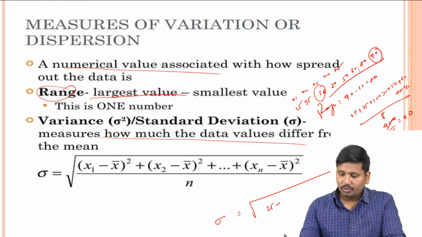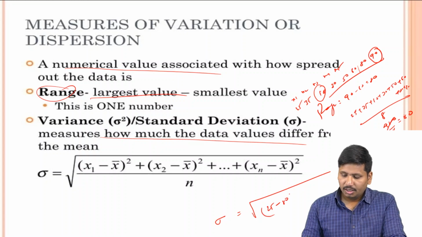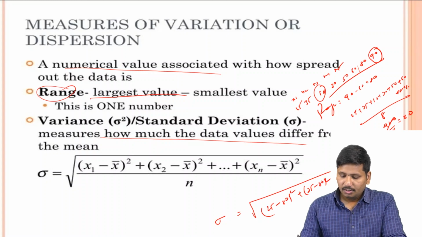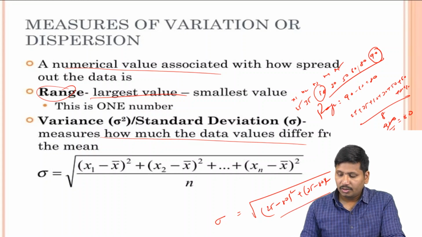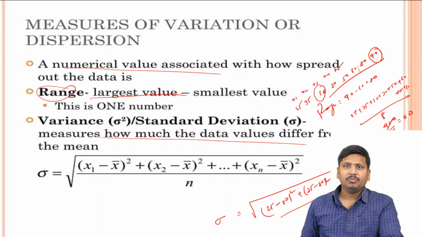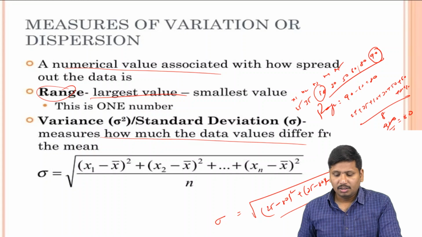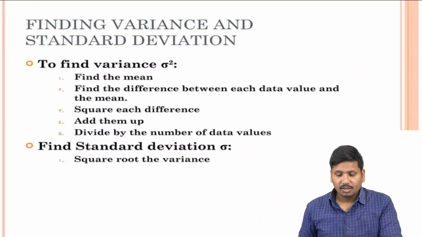At that time, what do I have to do? 25 minus 80 whole square, plus 35 minus 80 whole square, and then 10 minus 80 whole square. Like this, we calculate the standard deviation. That should be divided by the total number of values, which is 8. So whatever value I get, that is the variance, and then the standard deviation.